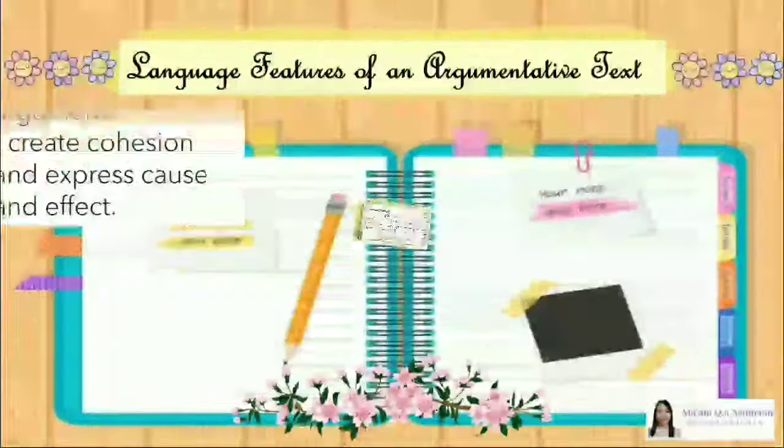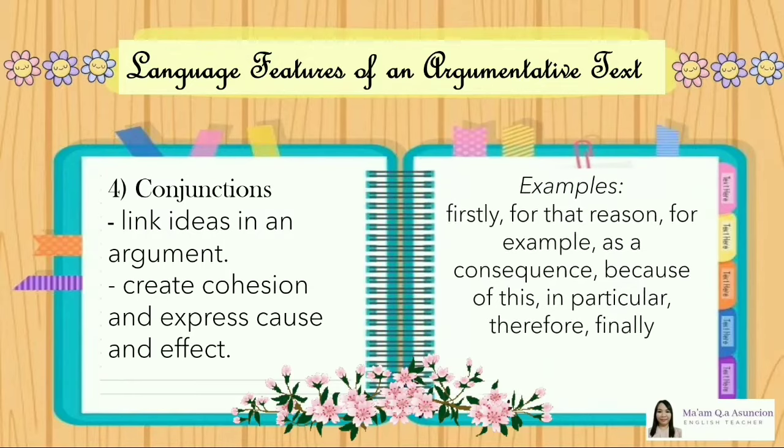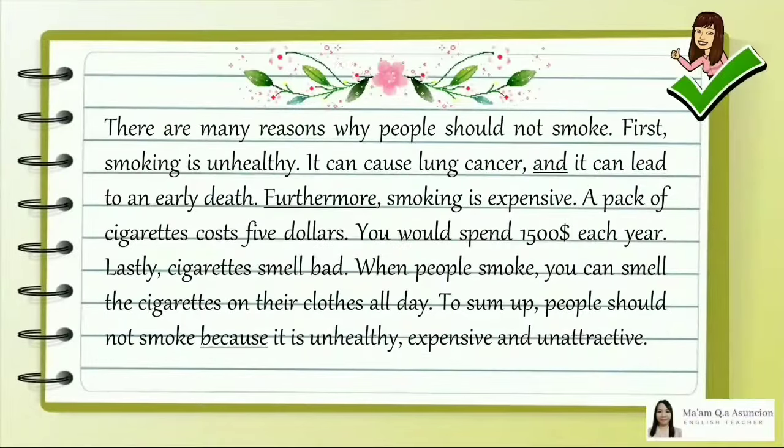Number 4. Conjunctions link ideas in an argument, create cohesion, and express cause and effect. Examples: firstly, for that reason, for example, as a consequence, because of this, in particular, therefore, and finally. This is an example of an argumentative with conjunctions.